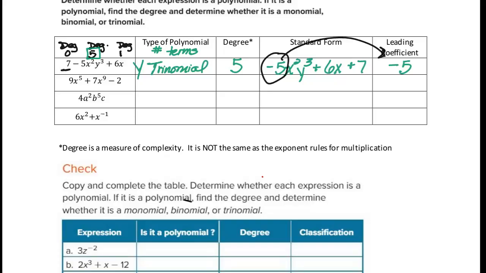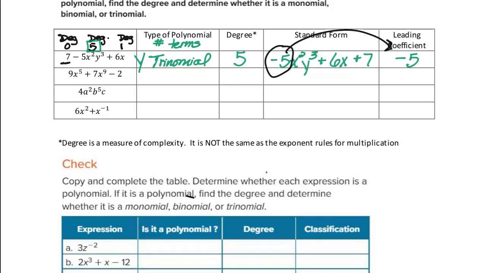Any questions on that? All right, number 2, 9x to the 5th plus 7x to the 9th minus 2. Is that a polynomial? Yes or no? Survey says, let's see hands. How many say yes? That is correct. It is. How many terms? What is the fancy name? Trinomial. Trinomial because you have 2 signs in between them, those 3 terms. This is a trinomial. Degree. What's the degree of the first term?